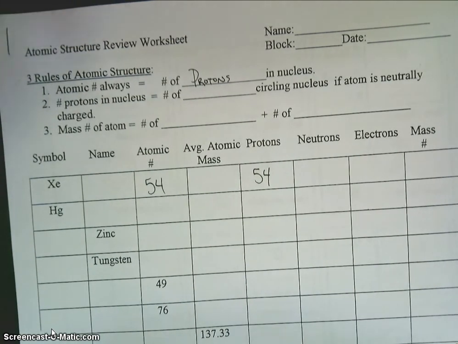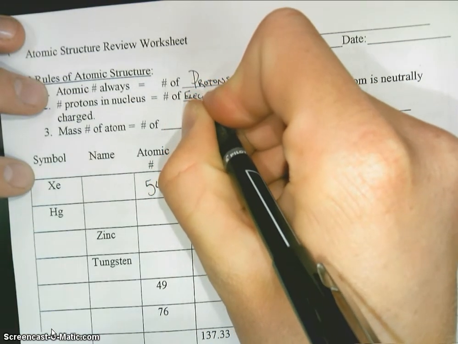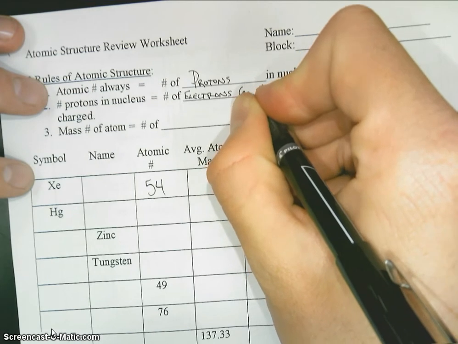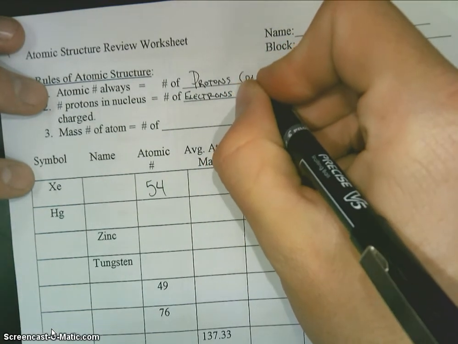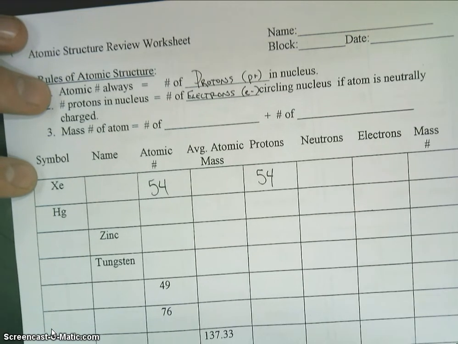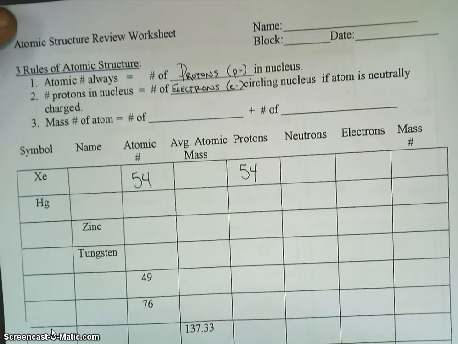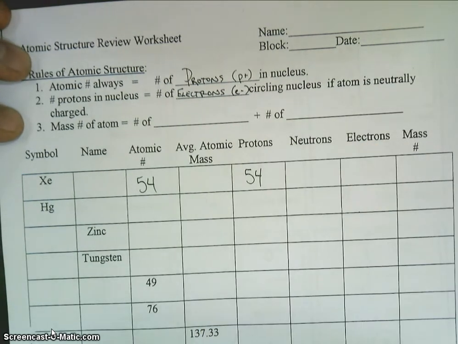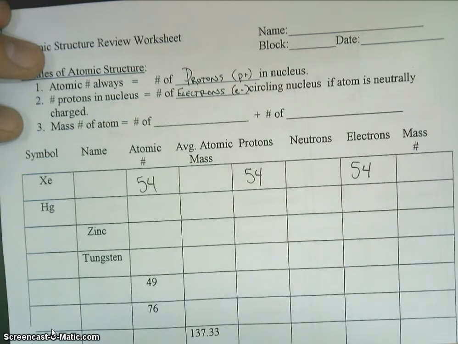Now, the second rule: the number of protons in the nucleus is equal to the number of electrons, for our purposes. By the way, the symbol for that is e negative. The symbol for protons is p positive, because protons are positive and electrons are negative. So the number of electrons buzzing around the nucleus is always going to equal the protons, because we deal with neutral charge. So 54 protons means 54 electrons as well.